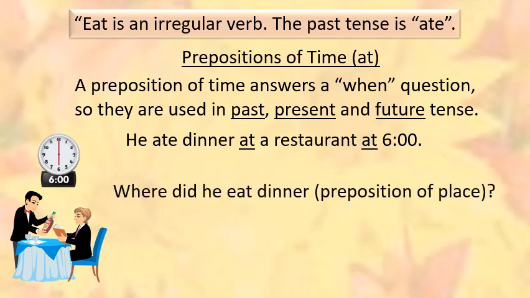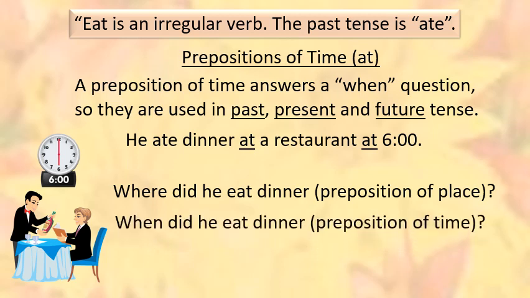Where did he eat dinner? What's the preposition of place? At a restaurant. When did he eat dinner? Preposition of time. At 6 o'clock.